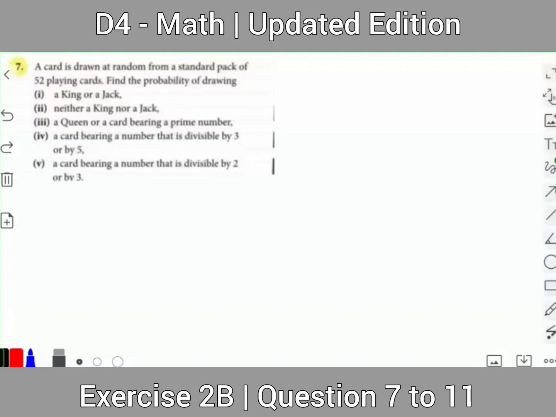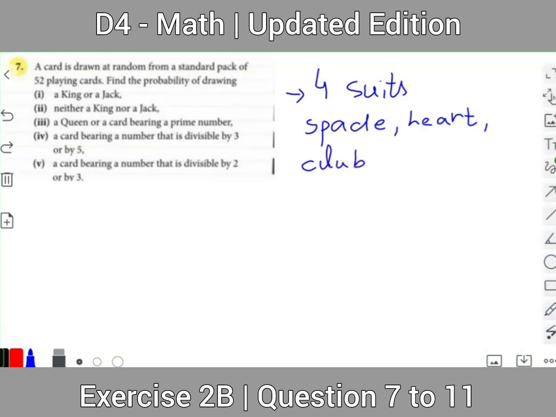First, we have to understand the standard pack of 52 playing cards. In the standard pack of 52 playing cards, there are four suits, and those are spade, heart, club, and diamond.